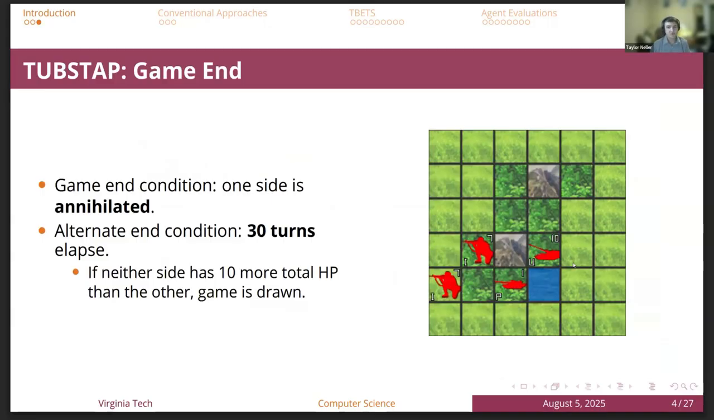The game ends once one side is annihilated or 30 turns elapse. After 30 turns, if neither side has more than 10 HP more than the other side, the game is considered drawn.